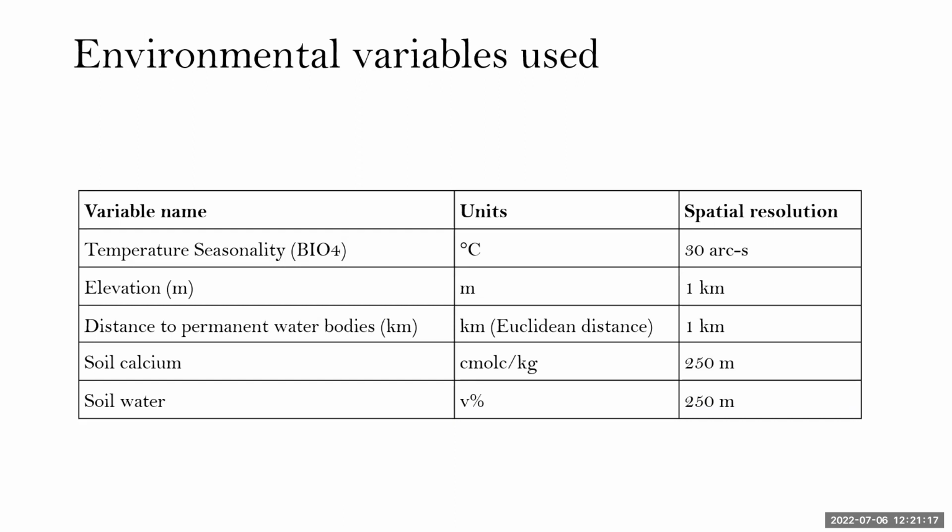So I used almost similar environmental variables to the Maxent model. The only difference here is that I use soil calcium and not EVI, because these two are highly correlated. So using them interchangeably really does give quite a similar result. And also in terms of prediction, the model preferred soil calcium. So I also added temperature seasonality, but ended up dropping it in the final model because it was not contributing much to the model's performance.